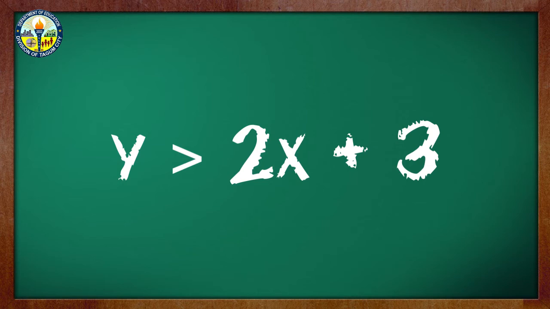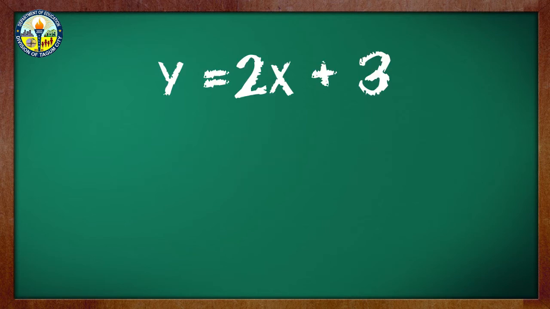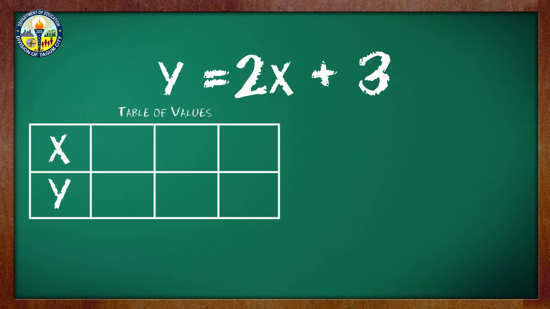First, rewrite the inequality as an equation. Second, establish the table of values for x and y using 1, 0, and negative 1 as the values of x. Then, take each one of these x values to substitute the x in the given equation to solve for the value of y.